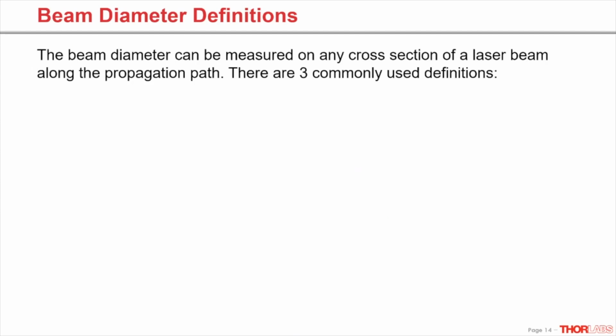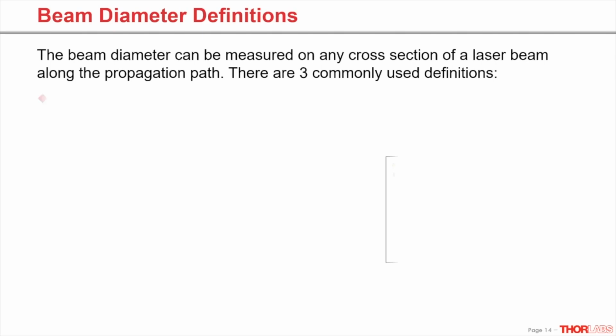The beam diameter can be measured on any cross-section of the laser beam along the propagation path in different directions. You usually look at the X and the Y axis cross-section. And there are three commonly used definitions that, used correctly, should give the same result for a Gaussian beam.